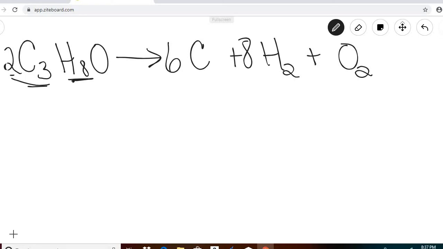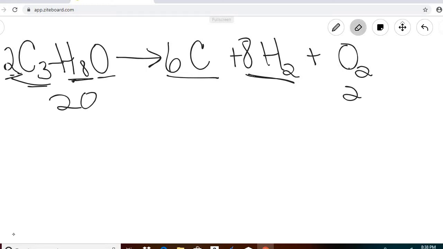So now we have 6 carbons, 2 times 8 is 16 hydrogens, and 8 times 2 is 16 hydrogens, and then we have 2 times 1 for the oxygen, so 2 oxygens over here and 2 oxygens over there. So that's the balanced equation for the decomposition of C3H8O.